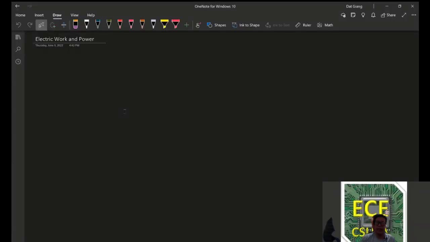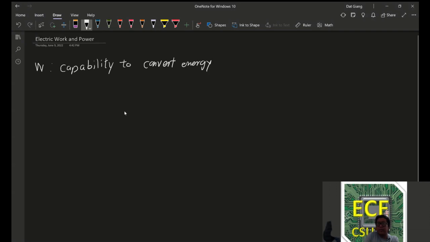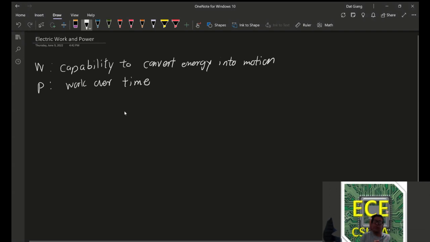Okay, so now we're going to be covering electric work and power. Work, in its formal definition, is the capability to convert energy into motion. If we do work over time, we create power, which is work over time. And these are the formal definitions for work and power.